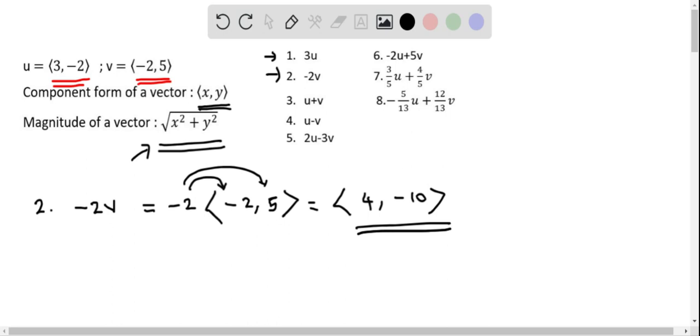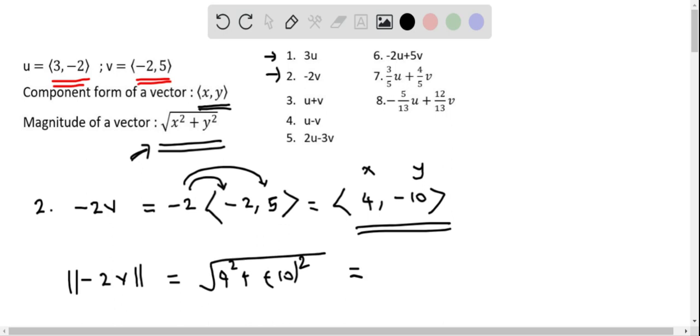Now let's find the magnitude of the negative 2v vector. So I write it with double vertical bars like this. I can replace this negative 2v vector, which we have already found, where x equals 4 and y equals negative 10. So let me find the magnitude of this vector using this formula, which is 4 squared plus negative 10 squared under the root. We have to take the square root. So this is equal to 16, negative 10 squared is 100, and this will be equal to 116.